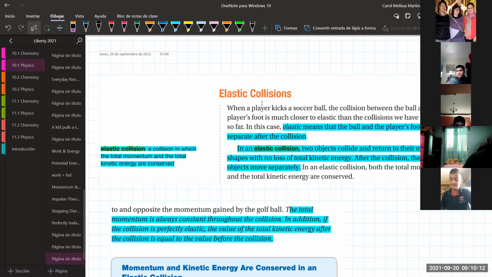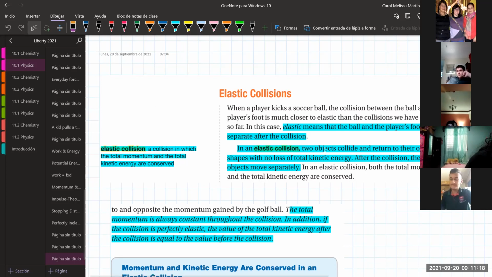Okay? What is the difference? In this case, elastic means that the ball and the player's foot will remain separate after the collision. This is the main difference between elastic and inelastic collision. In inelastic collision, after the collision, we have an entangled mass. The two objects become one object in the end. But in elastic collisions, the objects remain separate after the collision. Imagine a baseball event. What happens when a bat hits the ball? The ball just runs away from the bat. They don't stick together after the collision. So when this happens, we're talking about examples of elastic collision, where two objects remain separate after the collision.